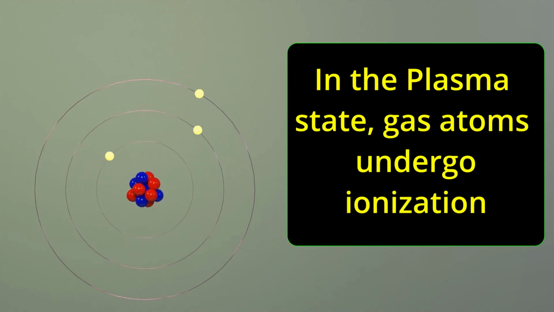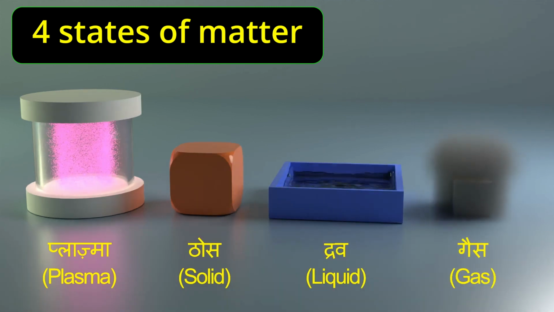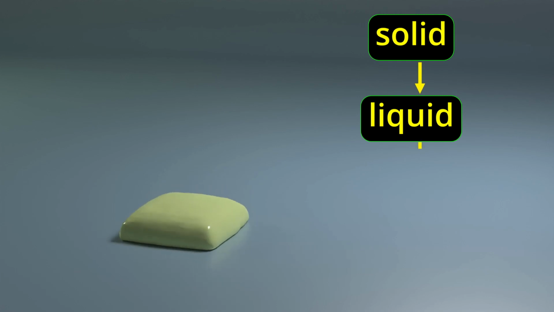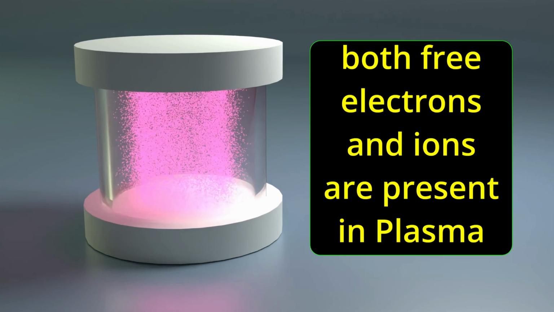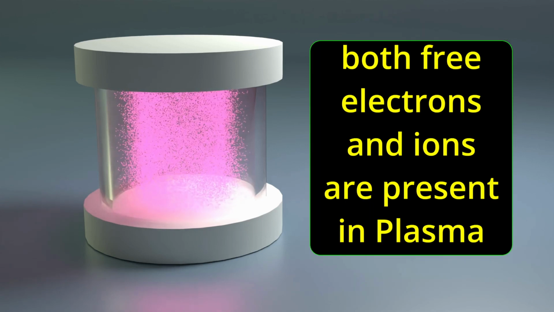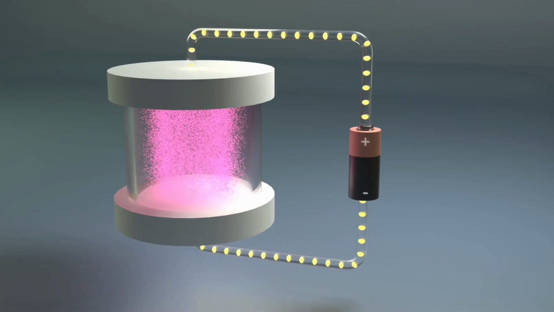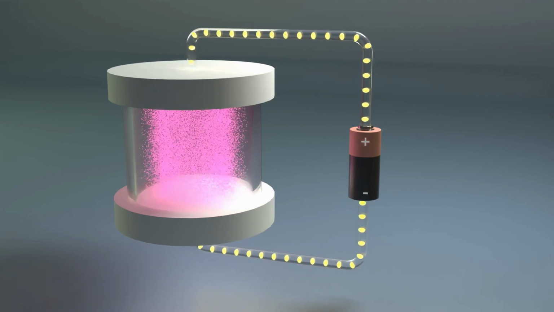So, plasma is a state of matter where gas atoms become ionized. Plasma is called the fourth state of matter because it is distinct from solid, liquid, and gas. Just as heating a solid turns it into a liquid, and further heating turns the liquid into a gas, similarly, heating a gas turns it into plasma. In plasma, both free electrons and ions are present, with their numbers roughly equal. Additionally, due to the presence of free electrons, plasma is electrically conducting, meaning current can pass through it.